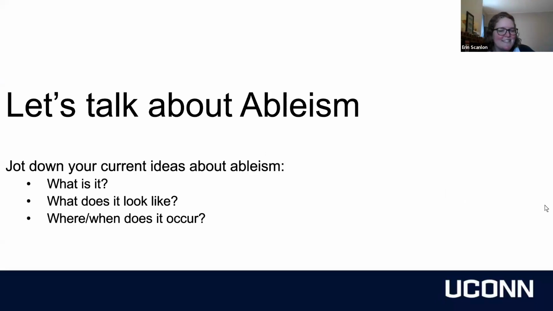So why is that, do you think? What could be the reason for why we see these different access barriers? Jackie and I claim that it has to do with ableism.